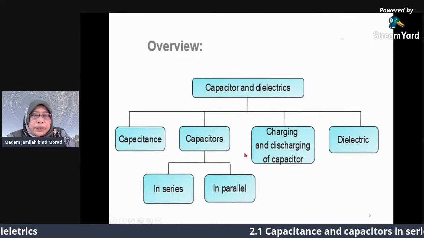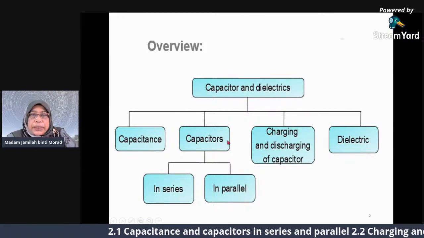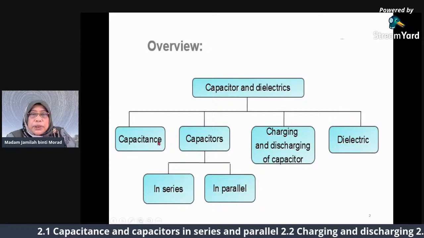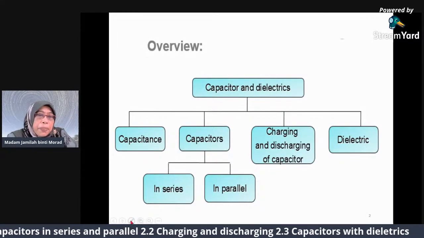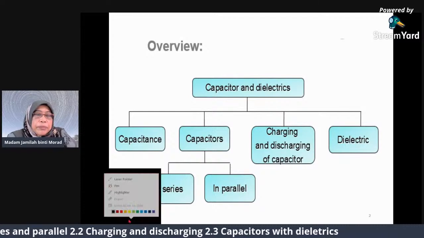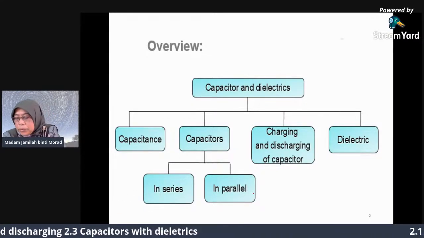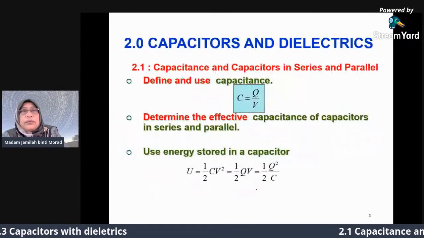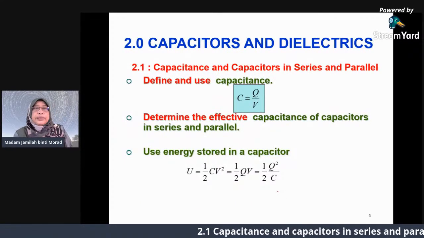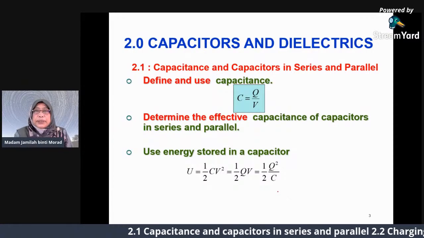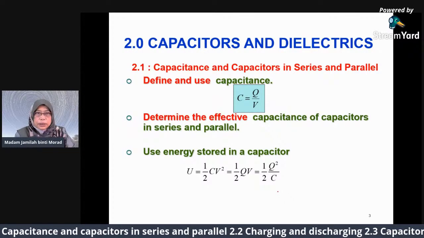For the capacitors, we are looking into the circuit when you have capacitors in the circuit, when you connect the capacitors either in series or in parallel. For the first subtopic, capacitor and capacitors in series and parallel.